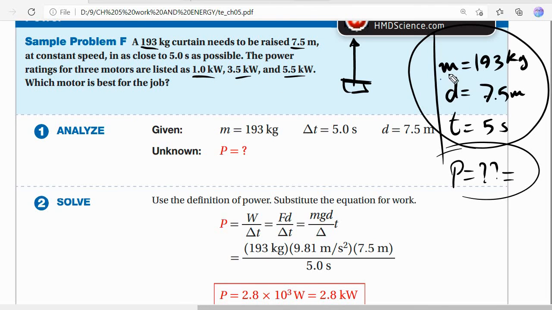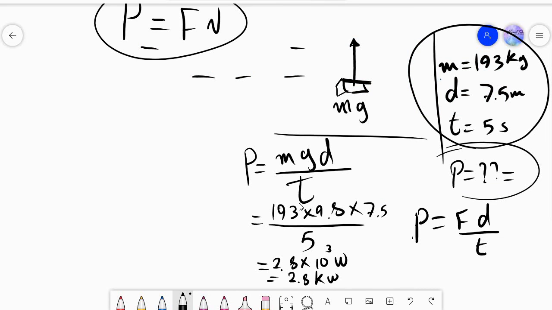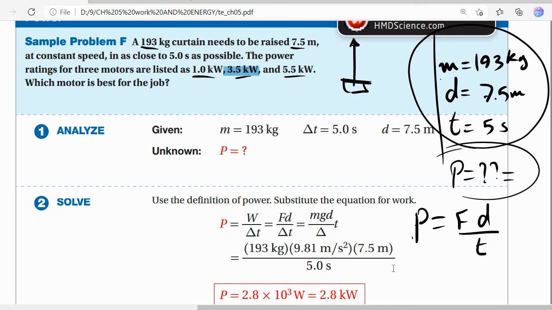Okay, now how can we get the power? Of course, guys, the power, as you know, P equals W over T, which equals F D divided by T. That is the formula of power, right? Okay, in this problem, we will find P, the power, to do this job, and we compare this power with the motors listed.